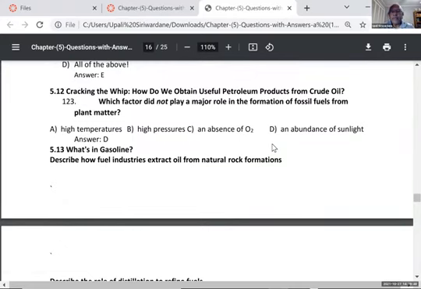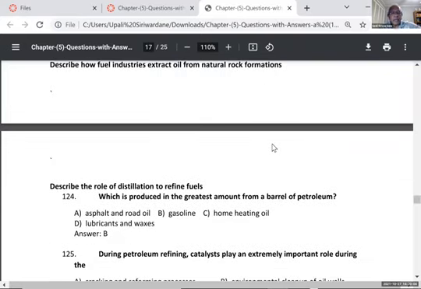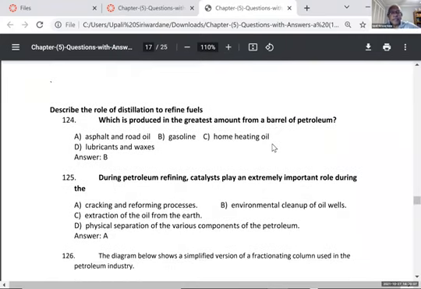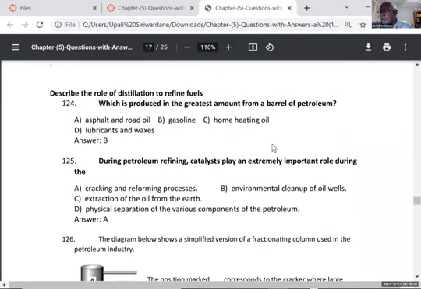What factor did not play a role in the formation of petroleum from plant material? Petroleum formation is not affected by sunlight. It requires absence of oxygen, hydrogen, high pressure, and high temperature. Let's do 124. Which product is the greatest amount from a barrel of petroleum? Gasoline.